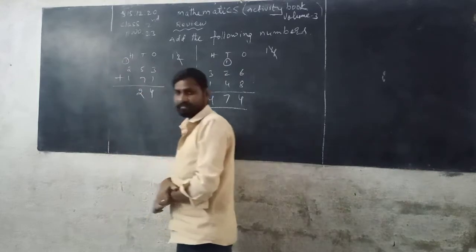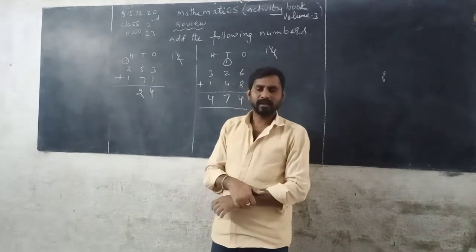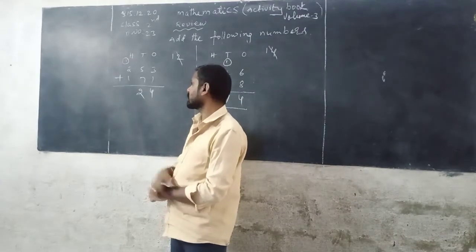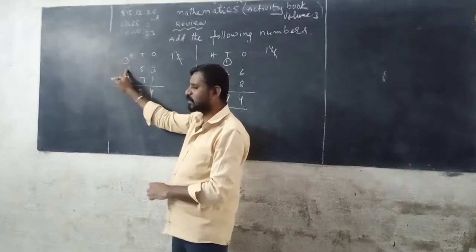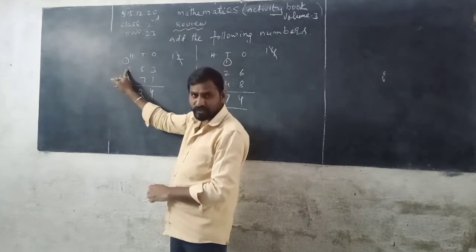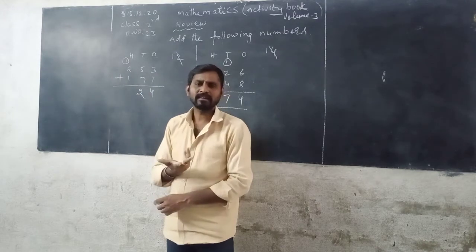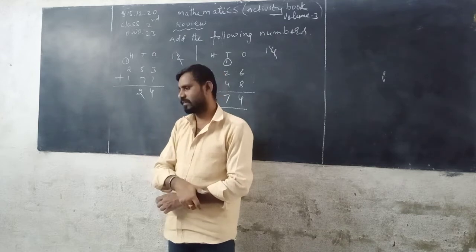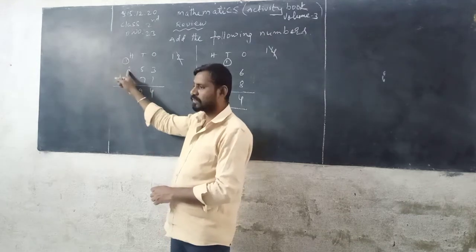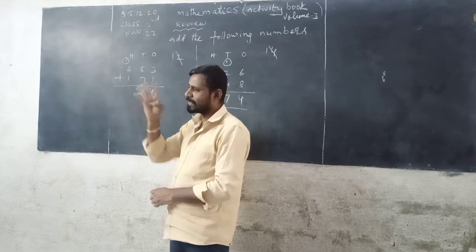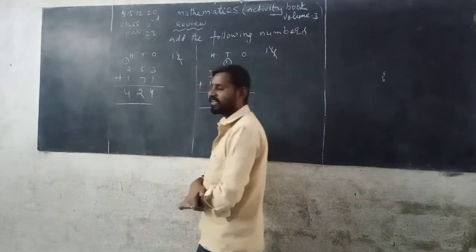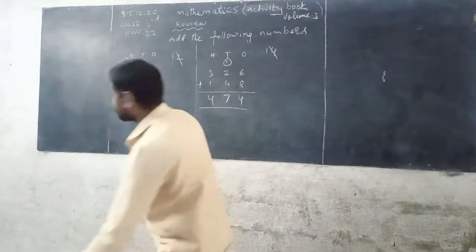Okay, beta? Understood? Next, add the hundreds place digits. See here. 1 plus 2, 3. 3 plus 1, 4. 1 plus 2, 3. 3 plus 1, 4. Right. So the sum is equal to 424.